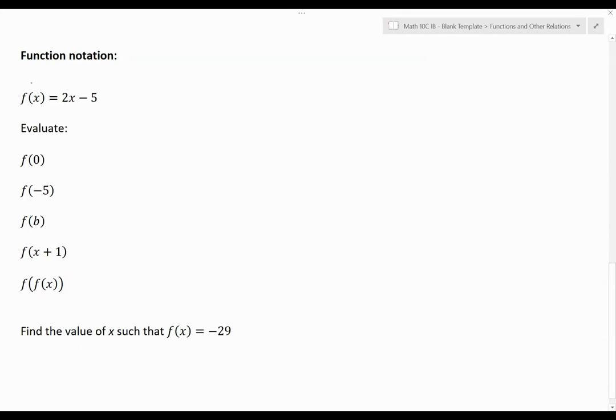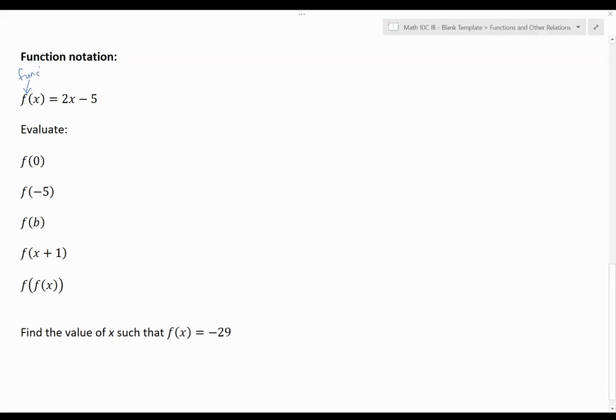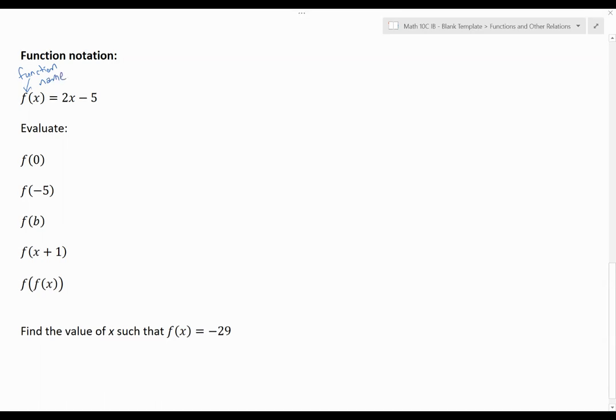F in this instance, so this F and the brackets x, this does not mean a multiplication. F is referred to here as the function name. And we can use different letters. Often we'll use letters that are relevant to the situation. So if I have a function to calculate population, for example, I might use a P.